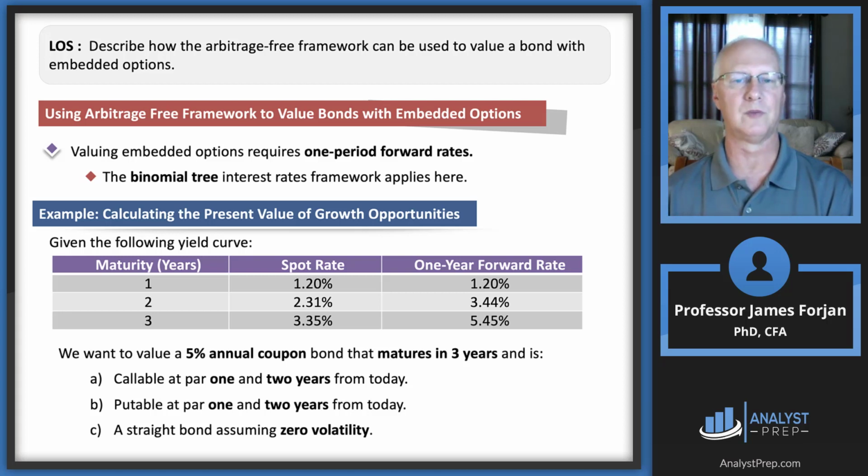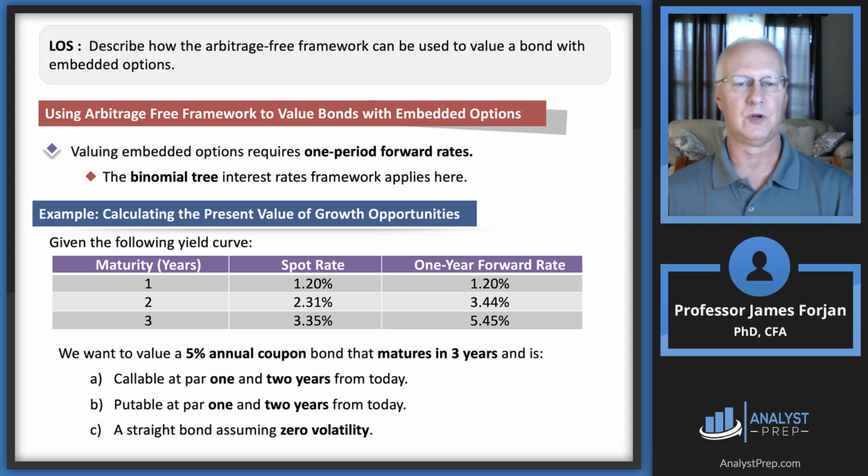All right, so there's some curves. There's the spot rate curve, and then you can go ahead and do the math to compute those 1-year forward rates, 1.2, 3.44, 5.45%. But assuming that those are correct, let's go ahead and consider a 5% annual coupon paying bond. The annual part there just makes the calculations a little simpler. That matures in 3 years. And then let's go ahead and consider both the callable bond and then the putable bond.